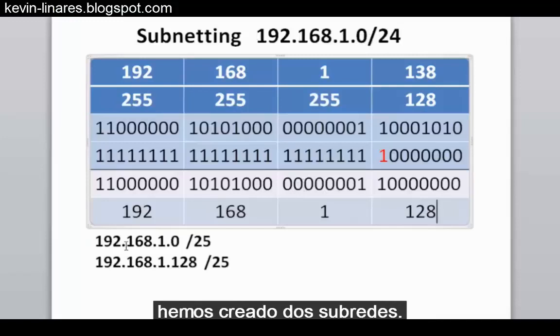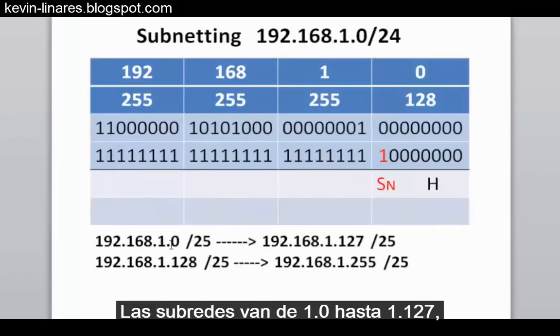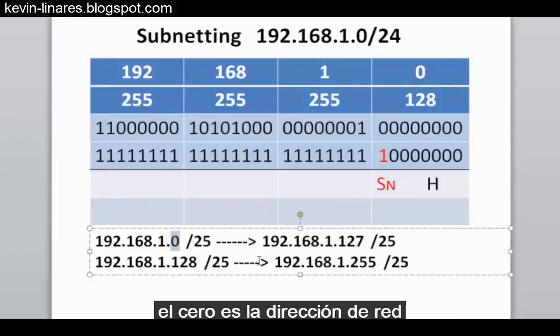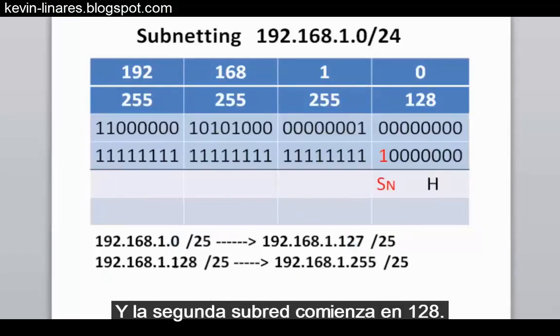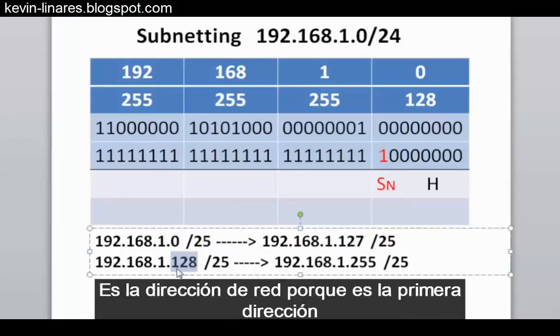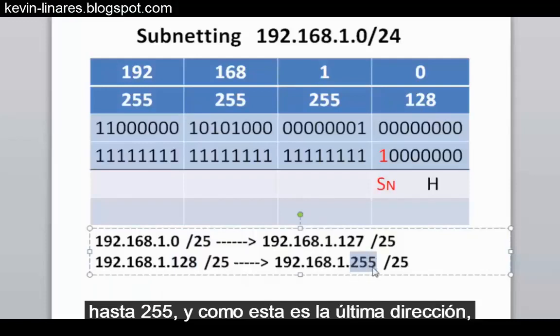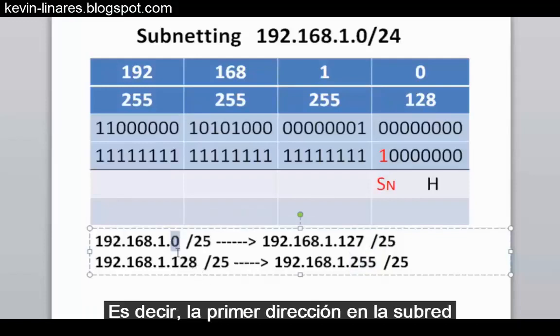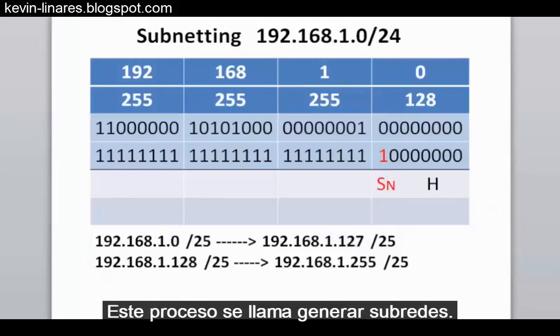So we've created two subnetworks from the single 192.168.1.0/24 network. The subnetworks go from 1.0 all the way up to 1.127, with 0 being the network address and 127 being the broadcast address. And the second subnetwork starts at 128, which is the network address because it's the first address, all the way up to 255, and since this is the last address, this is the broadcast address. In other words, the first address in the subnet is the network address, and the last address in the subnetwork is the broadcast address. This process is called subnetting.